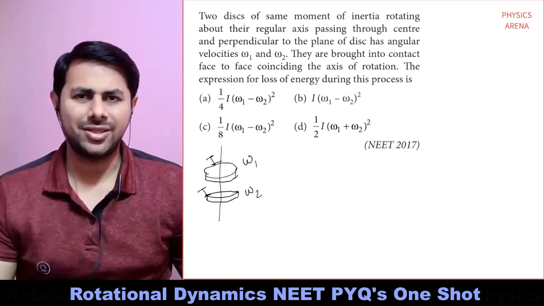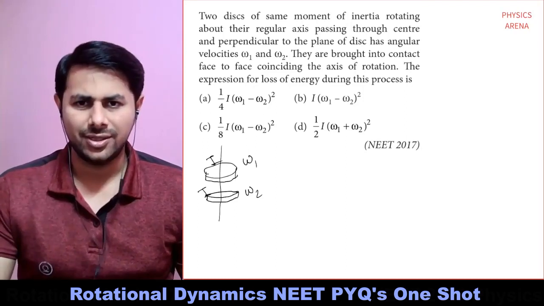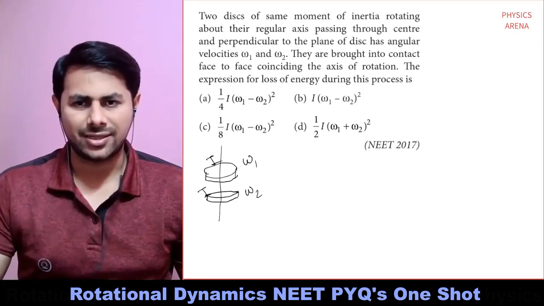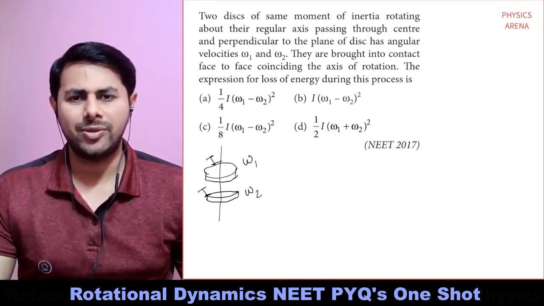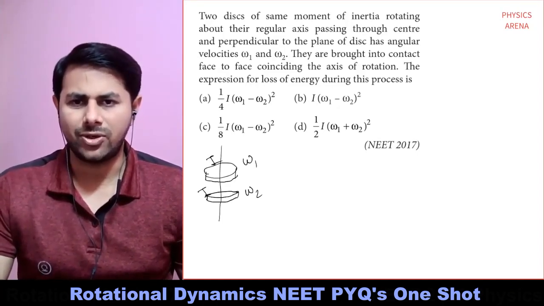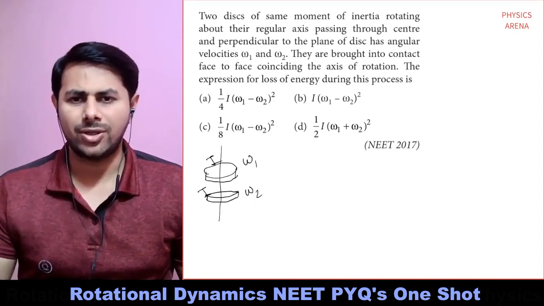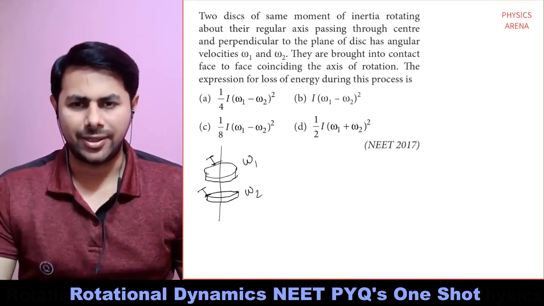But there is no external torque. If you think about system of these two bodies only, there is no external torque that is acting. So you can say the angular momentum will be conserved. So the question is the expression for loss of energy during this process. So what will be loss in kinetic energy? That's what we have to find.